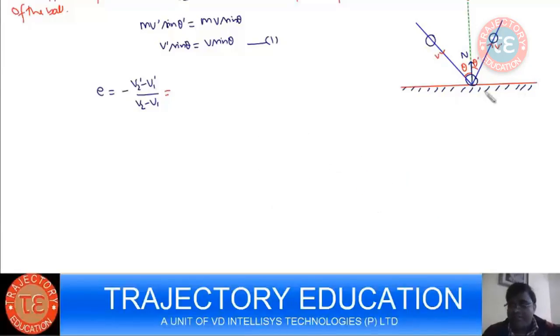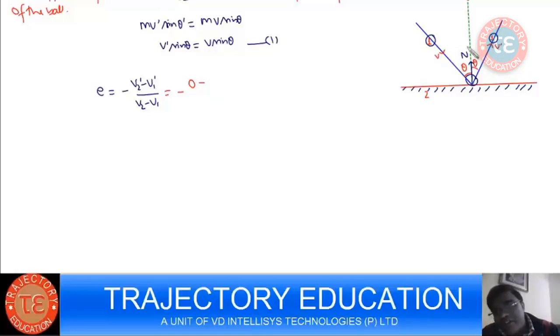See, in this case, if I regard this as the first body, this is going to be the second body. Second body means earth. This surface is the second body. So surface is too heavy, so velocity after collision of the surface is zero. And V1 dash, what is V1 dash?